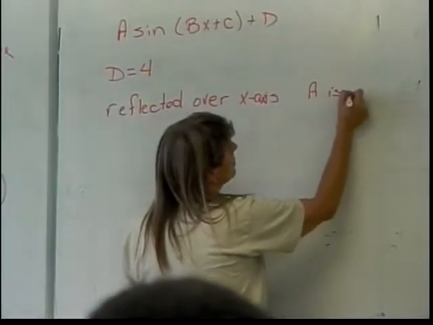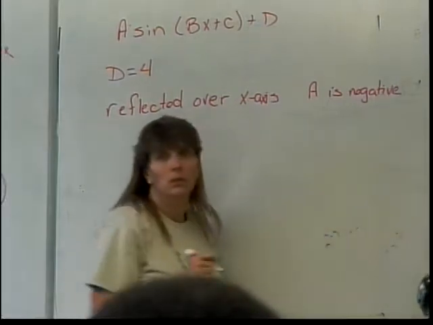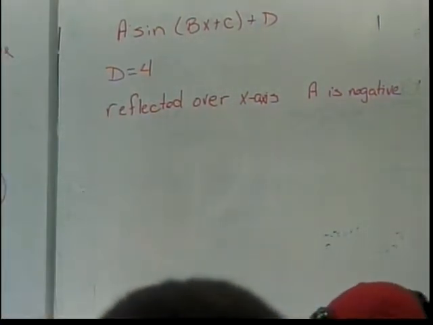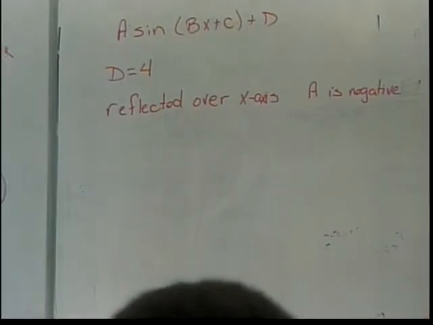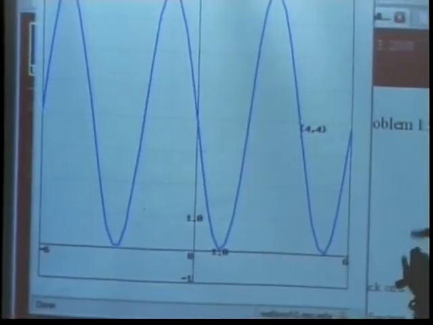D is just 4 because it's shifted left 4? No, it shifted up 4. Up 4. This is the y equals 0. And so the midline is up 4. Oh, because 8 is the highest point? Right, because 8 is the highest, 0 is the lowest y value, so halfway between.